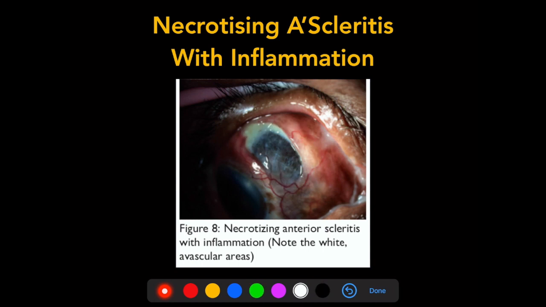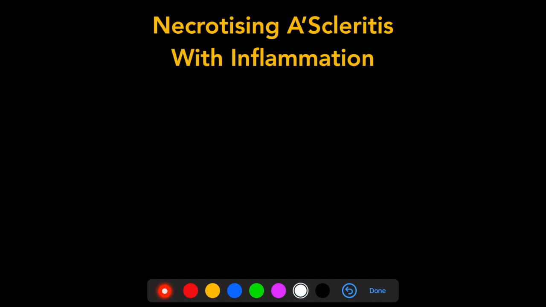You can appreciate this white avascular area is that necrosed area, and because of the thinning of the necrosed area, there is a scleral thinning, the underlying uvea is kind of showing. So this is what we call the uveal show because of the scleral thinning, right?